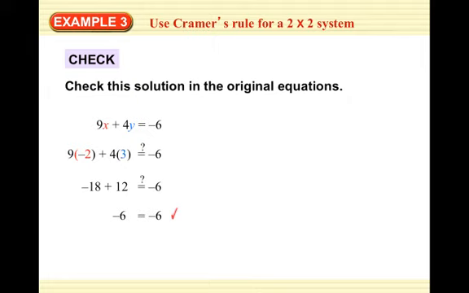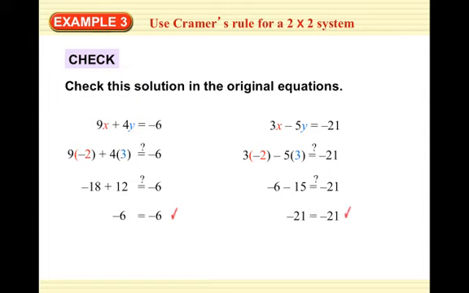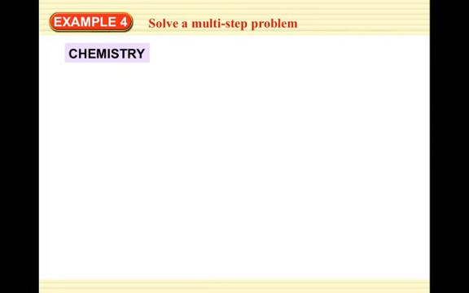Now we need to try it in the other equation. 3x minus 5y equals negative 21. So we're going to have 3 times negative 2 minus 5 times 3, and we're going to see if that equals negative 21. So negative 6 minus 15 does equal negative 21. So it works. The point negative 2, 3 works in both equations, so it is our solution.